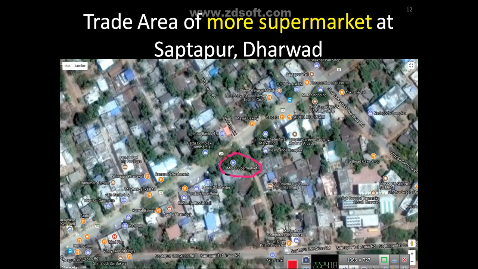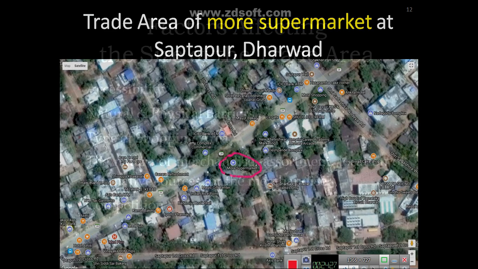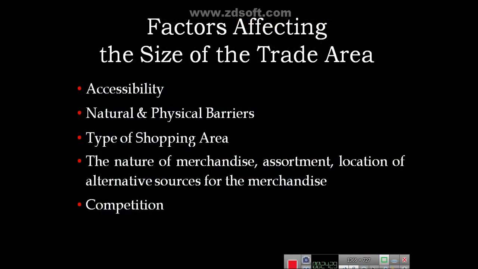So this is, for example, the primary area, and this is the secondary area. This way circles can be drawn. They are all on a computer. Then, factors affecting the size of the trade area.